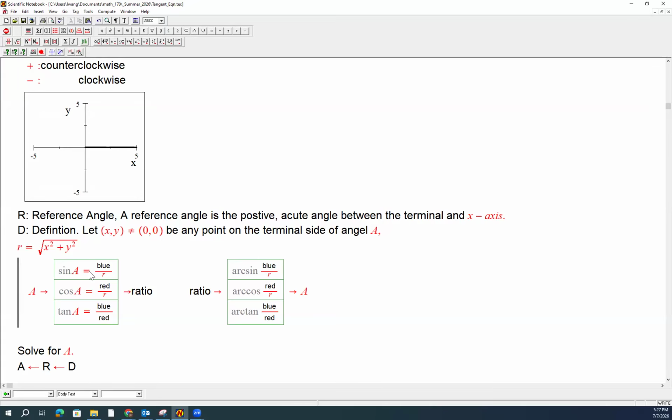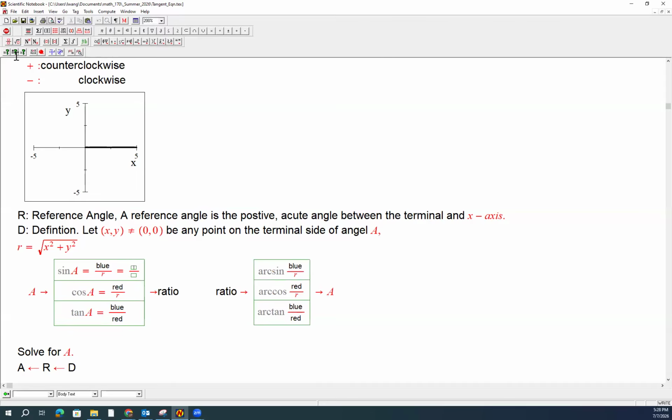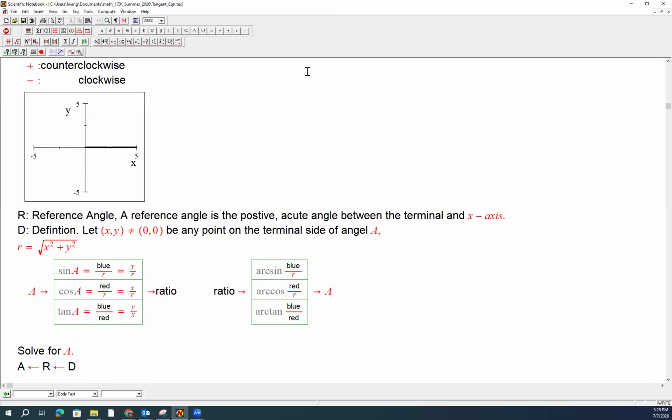Briefly, just to review, the sine function is from angle to ratio. It's y over r. Some people like to use y over r, and I would honor that. The cosine is x over r, which is red over r. And the tangent is blue over red. I use this color coordination in case x and y are used for other things, so that there may not be confusion.